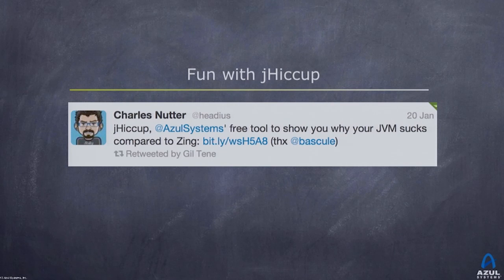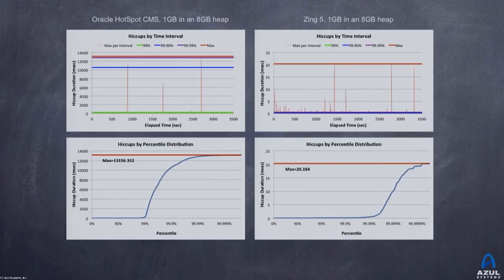But if you're wondering why I really built it, this is a great way to document that. This is Charles Nutter, the JRuby guy, who tweeted that when he saw it. It's an honest description of why I built it. So let's show you how that works. On the left, we have Hotspot. On the right, we have Zing.